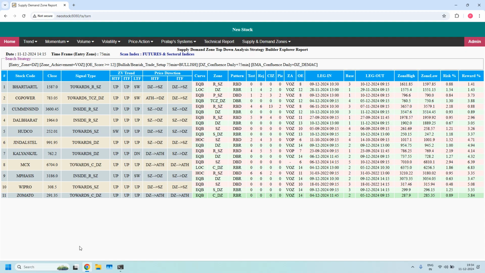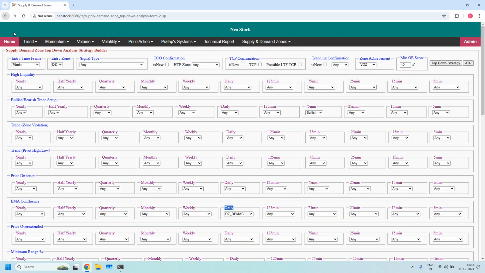Again, within these, some of the zones are high liquidity zones, the 75 minutes demand zones. That means they are even more powerful. Okay, this is based on LTF and ITF demand zone confluence. Next, let us look for LTF, ITF and HTF demand zone confluence. I am removing this EMA filter.